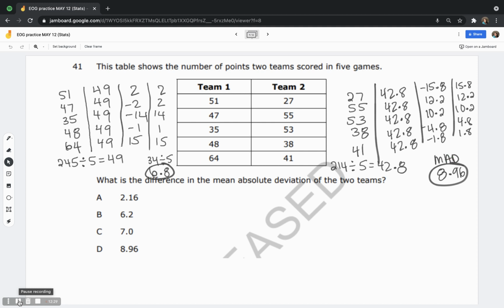So now it says, what is the difference in the mean absolute deviations? So now I'm going to subtract these two, and that is going to give me 2.16, letter A.